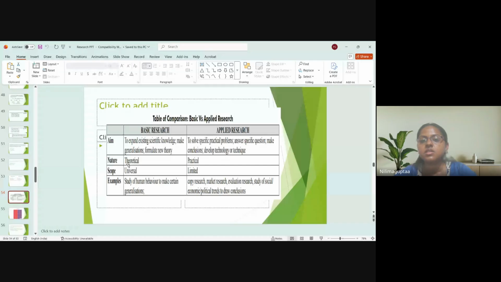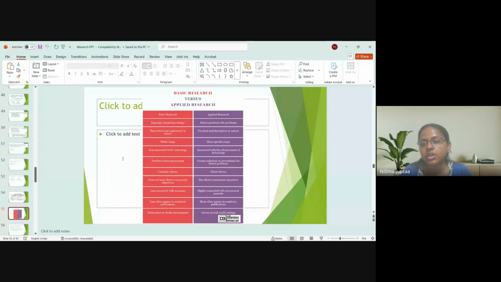So basic research, as we discussed just now, aims to create a theory. Applied research aims to take problems and find solutions. Basic research is theoretical, applied is practical. Basic is universal, applied is limited because it has action research. Otherwise it would also have been universal. An example of basic research is to study human behavior and make certain generalizations. But examples of applied research are market research, doing evaluation research. I can also say census and all those things are part of applied research. Socio-political trends and everything comes under it.